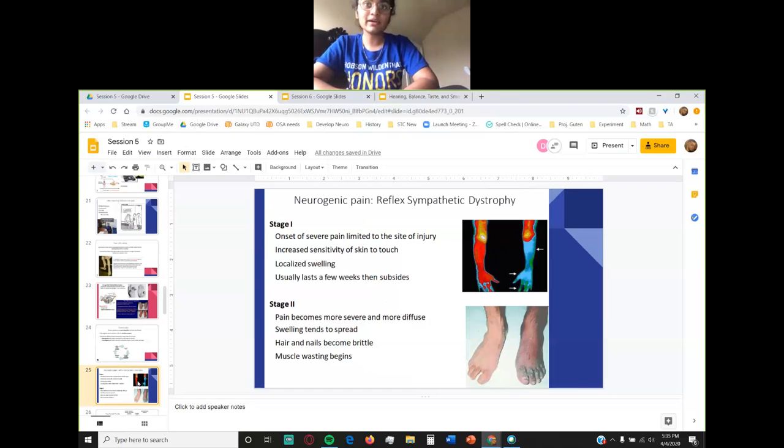At stage 2, the pain becomes severe and more diffuse, and you're unable to turn off that pain response and that inflammation response, which is going to damage your muscles and your hair and that entire area.